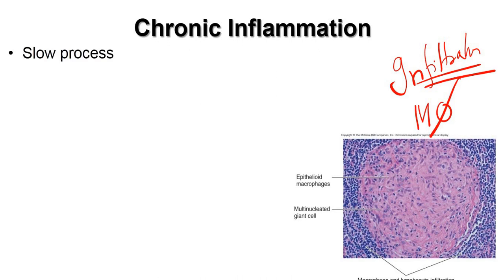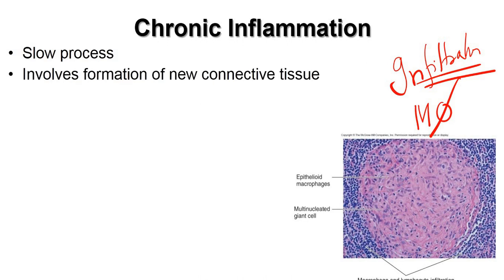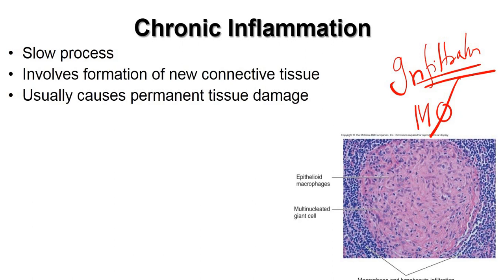Chronic inflammation is a very slow process, unlike acute inflammation, which is a very fast process which can even kill a person. It involves the formation of new connective tissues, and these new connective tissues are detrimental for the host. The chronic inflammation causes permanent tissue damage. So if chronic inflammation is not taken care of, it will lead to permanent tissue damage.